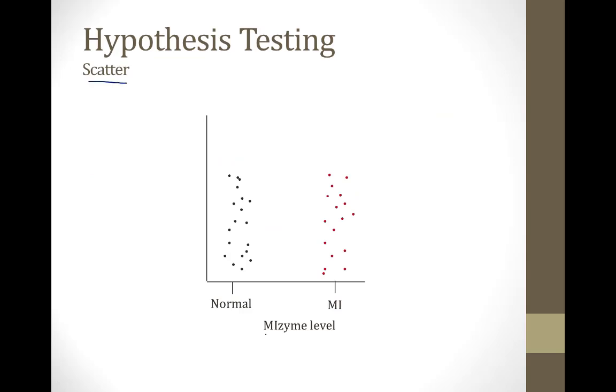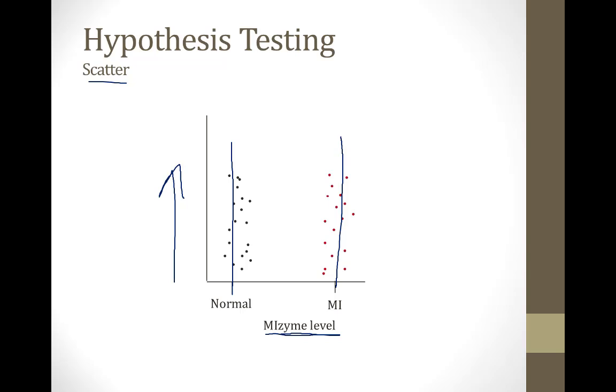So let's imagine we plotted the MI-Zyme level on the x-axis here, and on the y-axis we put the number of samples that were estimated at a particular level. So all the normal patients are represented by black dots, and most of the normal patients had levels way down over here around 1. Their mean is right here at 1, and the data are sort of scattered around that mean. All the MI patients had mean values that were much higher. Remember, it was 10. They're represented by these red dots, and so their mean is right here, and they're scattered about the mean.